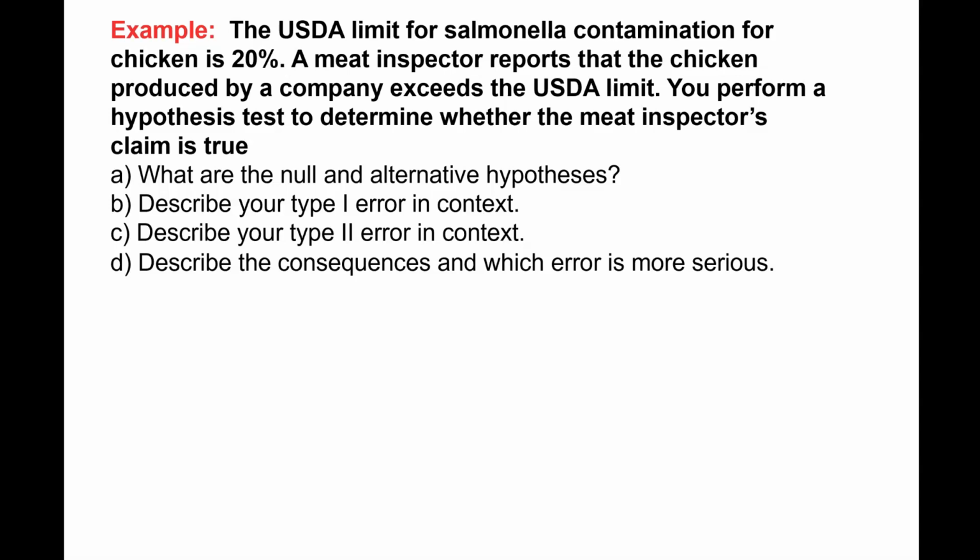The best way to understand a type 1 and type 2 error is by example. The USDA limit for salmonella contamination for chicken is 20%. A meat inspector reports that the chicken produced by a company exceeds the USDA limit. You perform a hypothesis test to determine whether the meat inspector's claim is true. What are the null and alternative hypotheses? Describe your type 1 error in context, describe your type 2 error in context, and describe the consequences and which error is more serious.